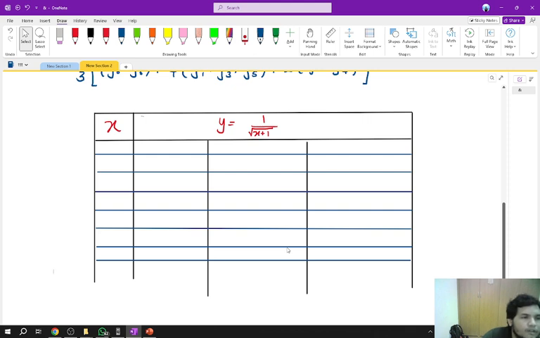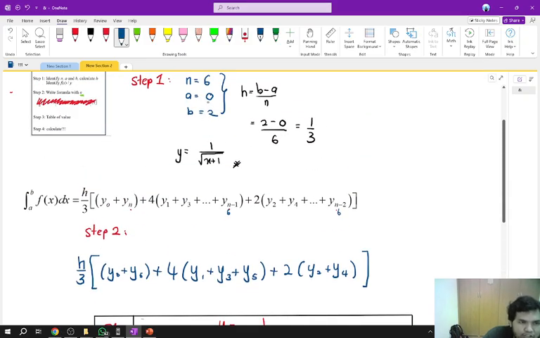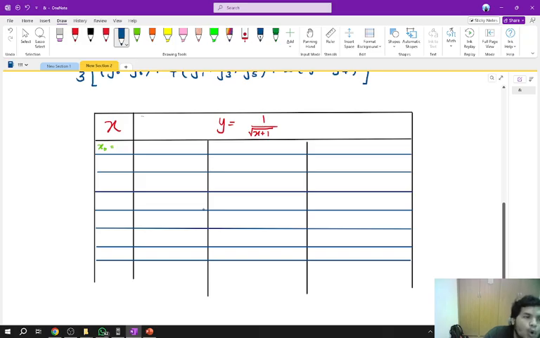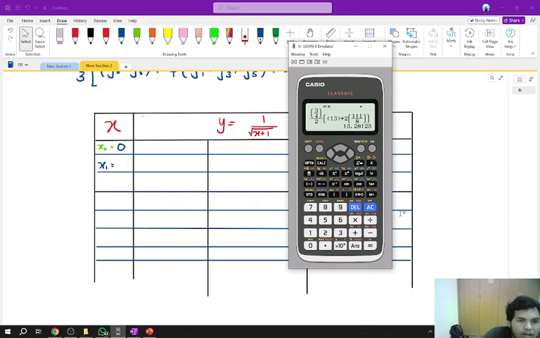Okay. Alright, so same as the stability rule. To get x0, always start with a. Here a is equal to 0, so we have to start with 0. Okay, and then to find x1 we have to add h. So 0 plus h is 1 over 3, equal to 1/3.